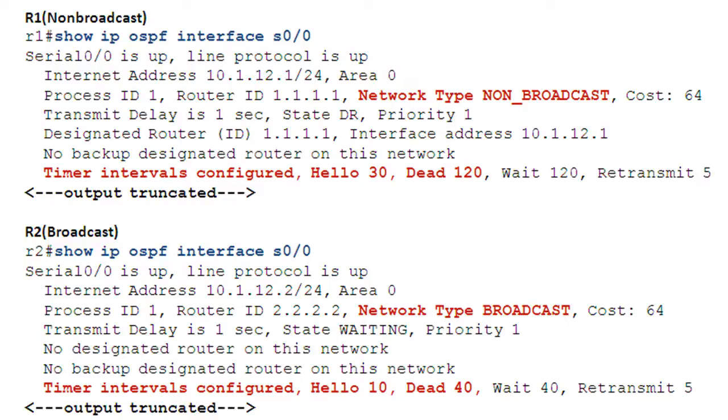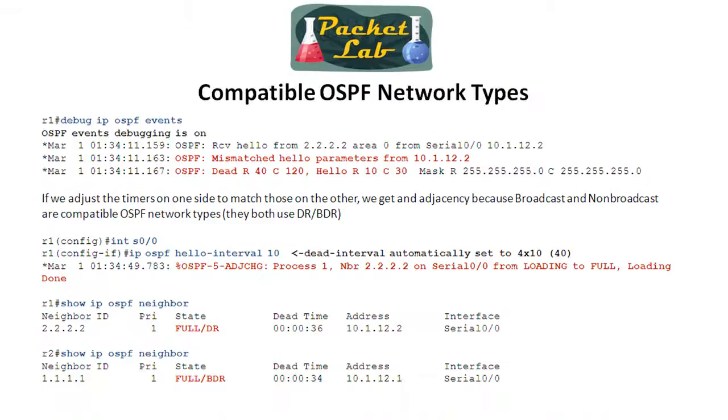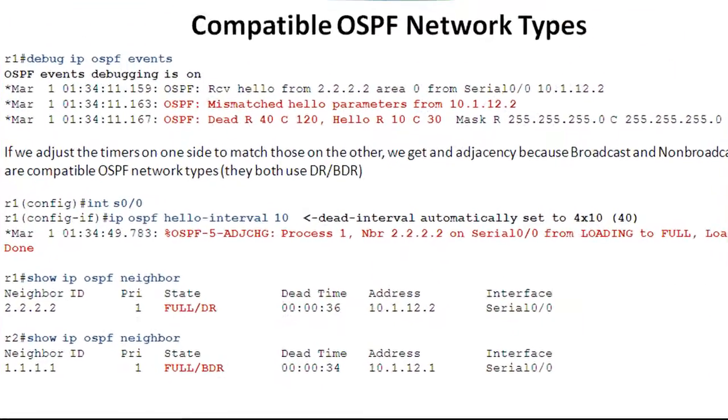Even though these are compatible network types, you have to go ahead and tweak the timers first. So in this case, I would probably suggest going on R1 and setting the hello timer to 10 seconds. It'll automatically set the dead timer to 4 times that, and then you should get a neighbor relationship. So in this case, we have compatible OSPF network types, and like I said, you're going to have to tweak those timers. Here, we're just doing what we did earlier, one of the first mismatches we saw, which was the timer mismatches. So we're going to use our debug IP OSPF events, and we see that the dead and hello timers are mismatched.